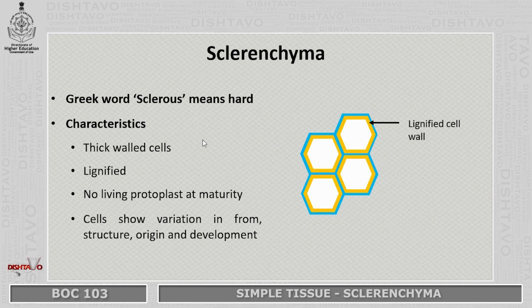The word sclerenchyma is derived from the Greek word skleros, meaning hard. The characteristics include that the cells show thick walls and they are lignified, meaning they show the deposition of lignin. They do not show any living protoplast at maturity, neither do they show the nucleus. The cells show variation in the form of structure, origin and their development.